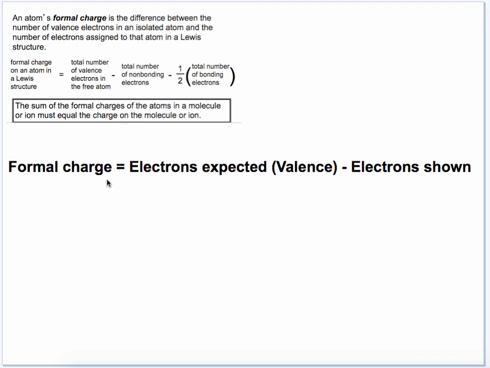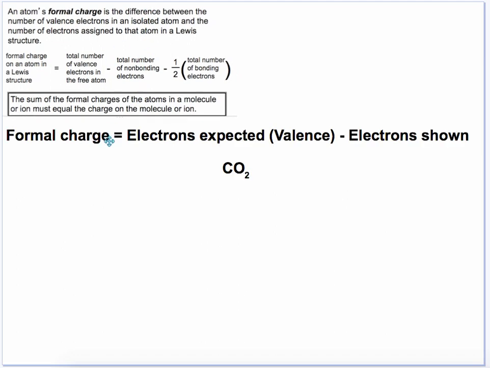Now you can memorize that formula if you want, but I just like to think of it this way: the electrons expected minus the electrons shown. That's how I keep it in my head when I do formal charge. So let me give you an example. Oh, there is one important thing though. The sum of the formal charges in a molecule or an ion must equal the charge on the molecule or the ion.